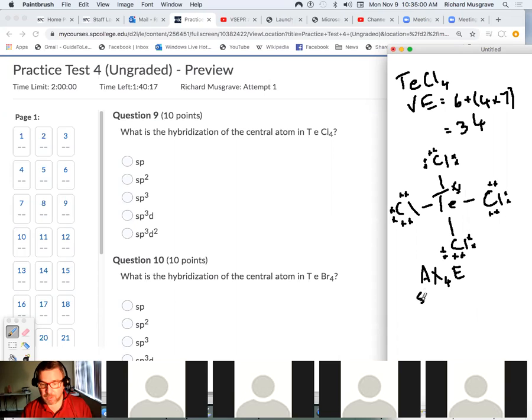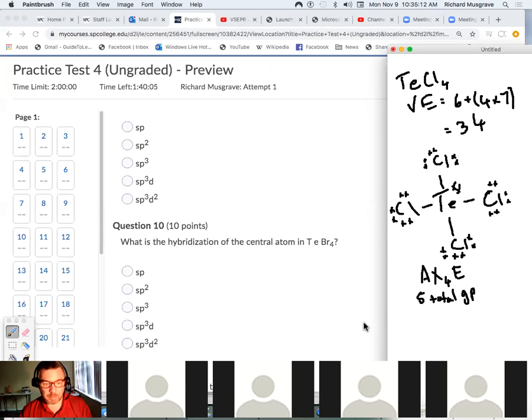And what we're looking at here is 5 total groups, which means I need a hybridization that reflects that. And the one that does is SP3D, because that's the one that uses 5 orbitals. S, 3 P's and a D. So that's going to be SP3D. Any questions? See, hybridization is not that bad. You just have to look at how many total groups there are and then pick the one that has that same number of orbitals in the hybrid. That's it. It really isn't that bad. Any questions?